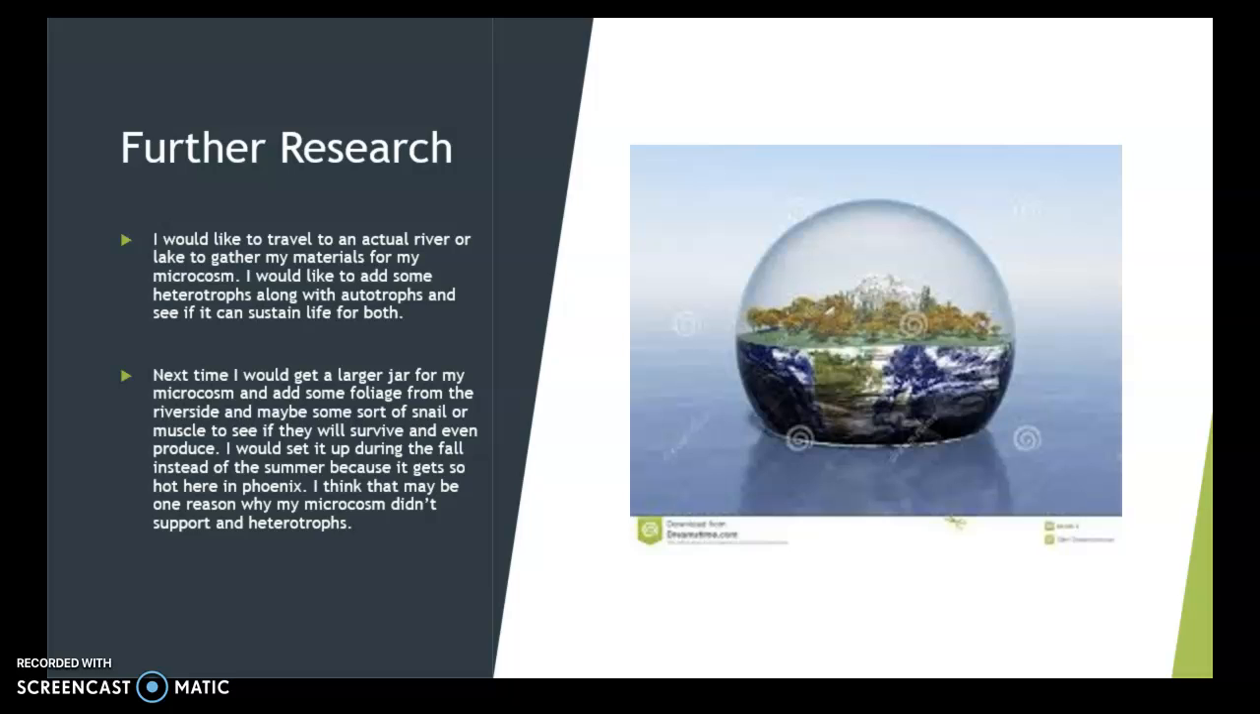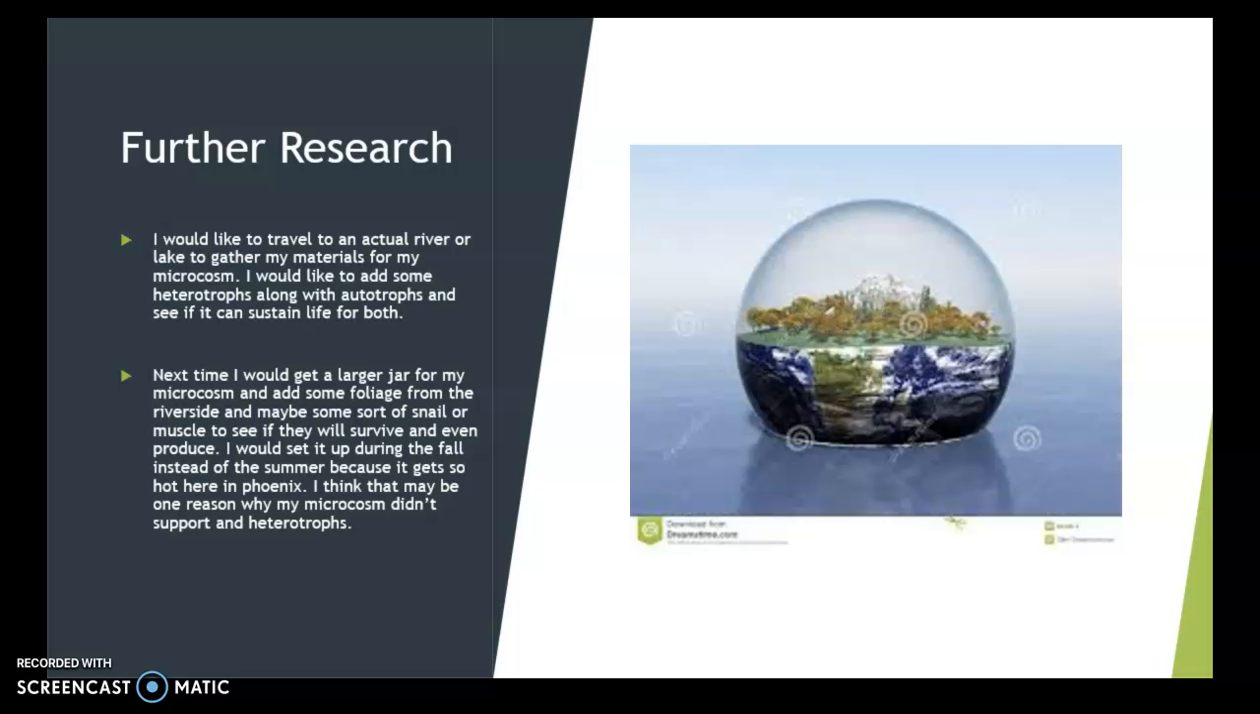So for further research, I would have liked to actually go to a river or a lake instead of a man-made pond area. I'd like to go to a forest or something and actually get some good materials to put in there. Maybe find some heterotrophs to put in there and see if I can actually sustain a little microcosm with living creatures and see if I could get it to be its own little ecosystem that would thrive. I would really like that.